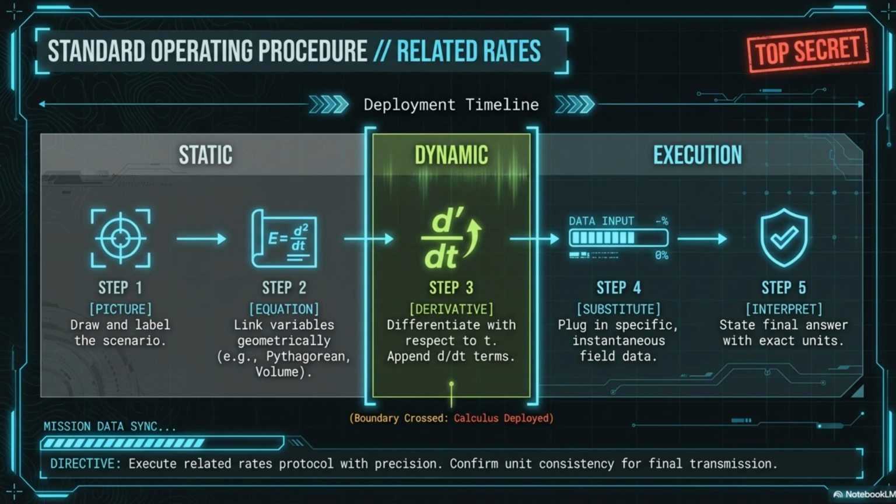We operate on a strict deployment timeline. First is the static phase. Draw your picture and link the variables with a geometric equation. Next is the dynamic phase. Take the derivative with respect to time, appending your d/dt terms. Finally, execution. Substitute specific, instantaneous field data and state your final answer with exact units.